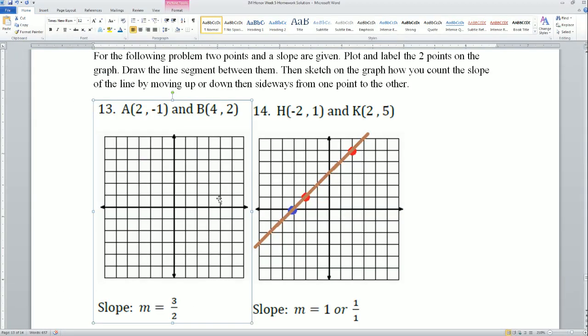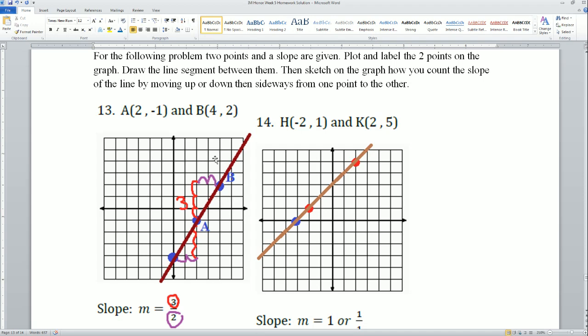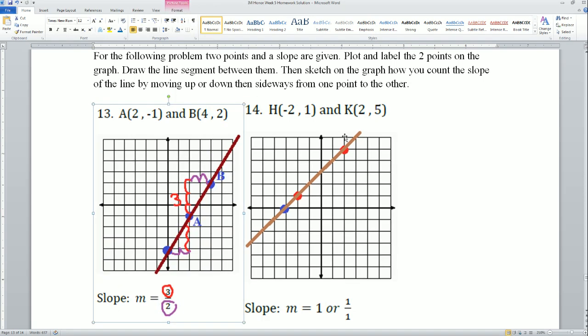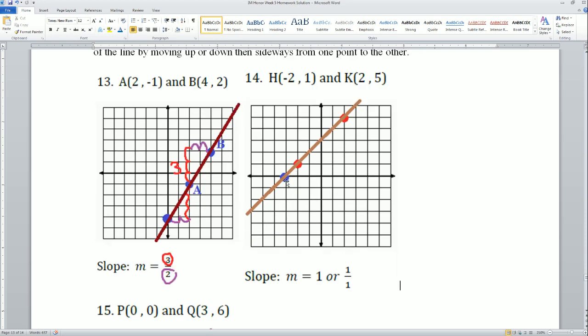Okay. Right, that is how 13 looks. I also did it for 14 right here, but I'm not going to show it in detail. Again, red here is H, and this is 2, 5. The K is right there, connected with the red line. Here, I can go up, but I decided to go backwards. So I went down 1, across 1. Do you see how, if you go forward, up 1, across 1, up 1, across 1. When you go backwards, you just have to do the slope backwards, okay?